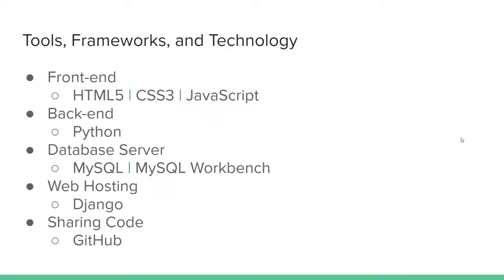Hey, it's Endrit, and I'll be talking about the tools, frameworks, and technology we had to use to make this web application. For the front end, we had to use HTML, CSS, and a tiny bit of JavaScript. For the back end, we had to obviously use Python since it was tied to Django. Our database server used MySQL, and we accessed all the data through MySQL Workbench. We hosted the web application through Django, and we share all our code through GitHub.